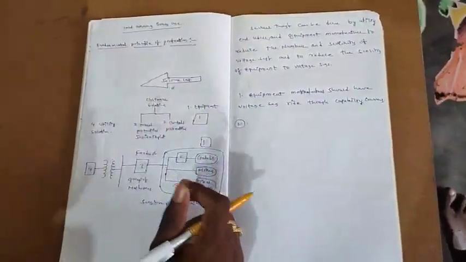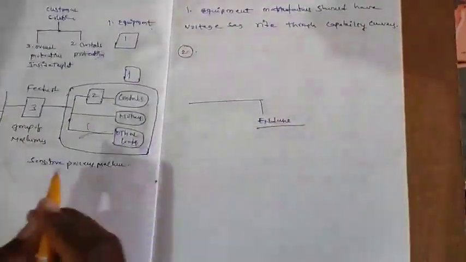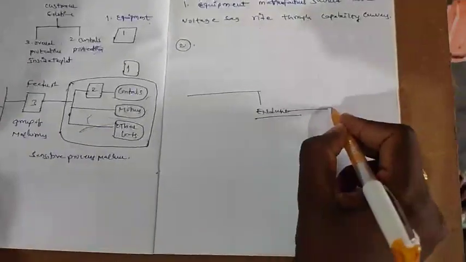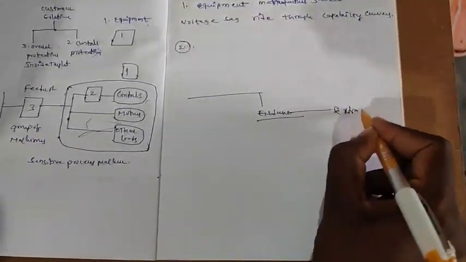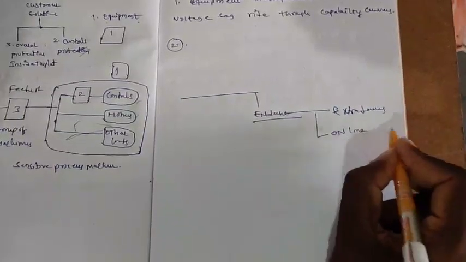So suppose you have a customer, the end user. If any voltage sag occurs, we can provide extra devices. So the device is an online UPS.